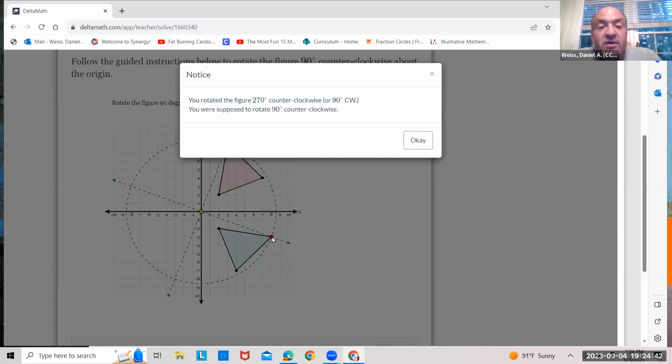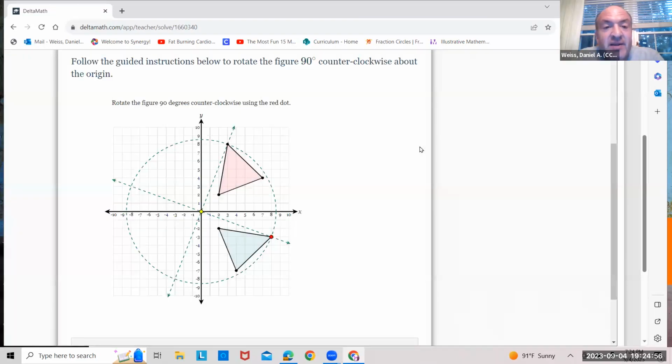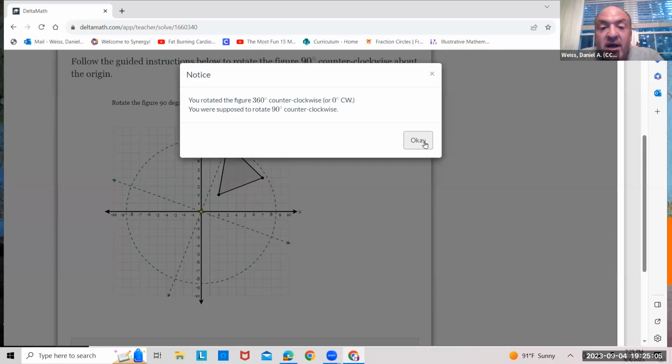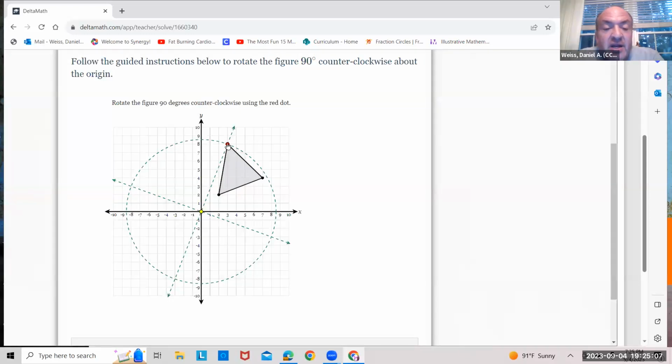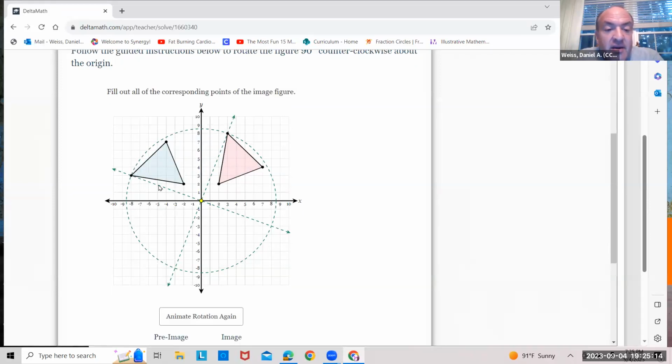You rotated the figure 270 counterclockwise or 90 degrees clockwise. You're supposed to rotate 90 counterclockwise. Okay, I misread it. It says 90 degrees counterclockwise, so I did it wrong. So I'm going to take it here again. I'm going to go 90 degrees counterclockwise this way. Boom, right there. All right.